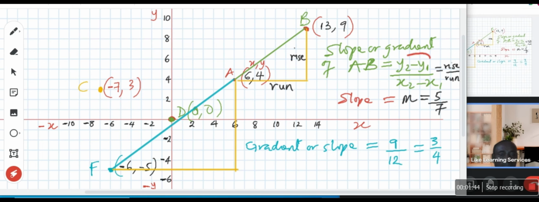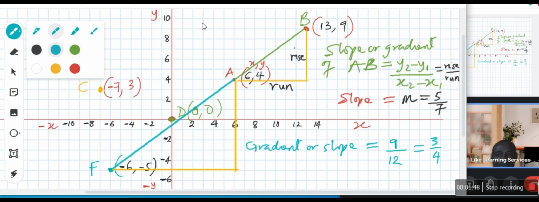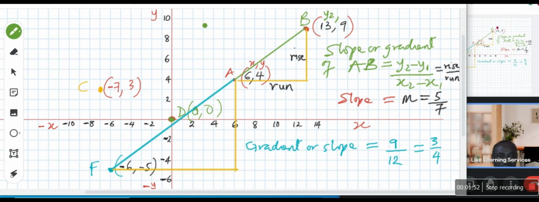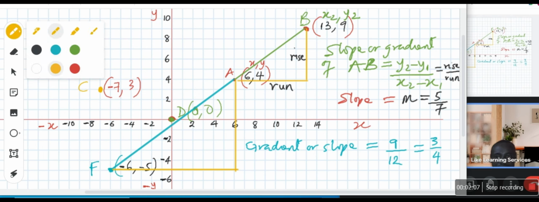You can even do that by doing y2 minus y1 over x2 minus x1. What I simply mean is, like this one becomes y2. This one becomes, sorry, I didn't put it properly. This one becomes x2. This is x1. Oh my goodness. x2, y2. x1, y1. You will get the same answer.